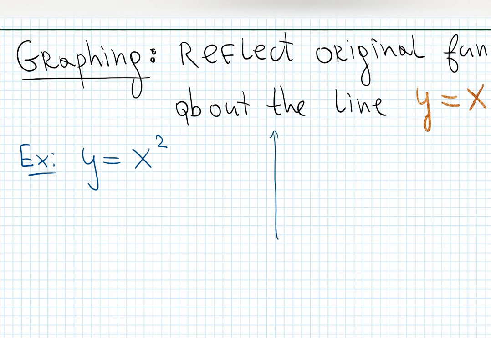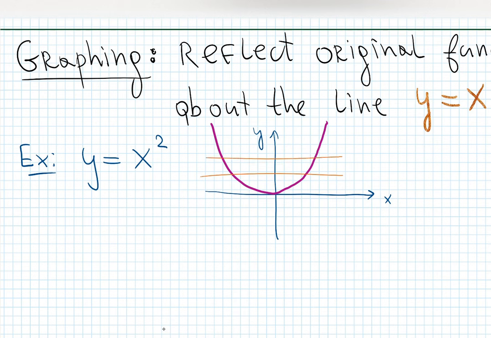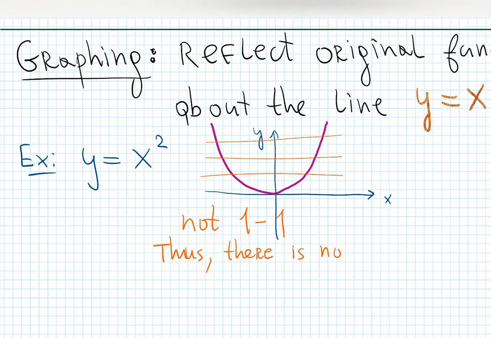What is x squared? Graphically, how do you call it? Parabola. That's what I hoped you were going to say. Yes, it's a parabola. We all know it. Does it pass the horizontal line test? No, it doesn't. So actually, this one is not one-to-one. So thus, there is no inverse.